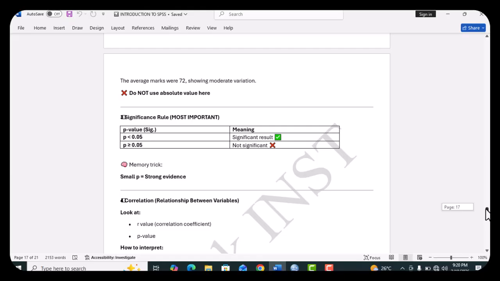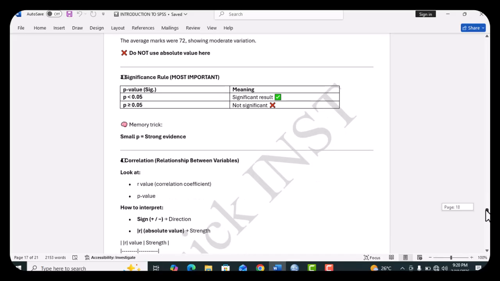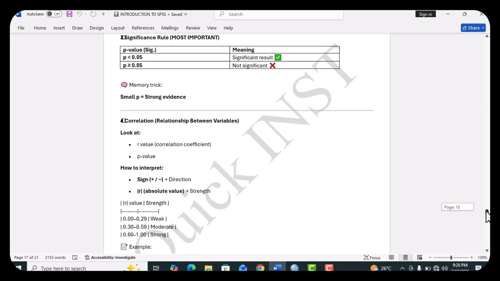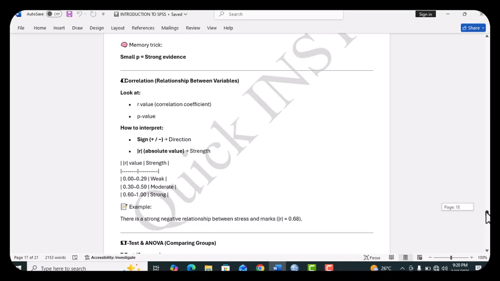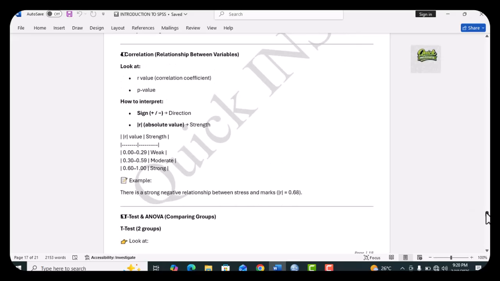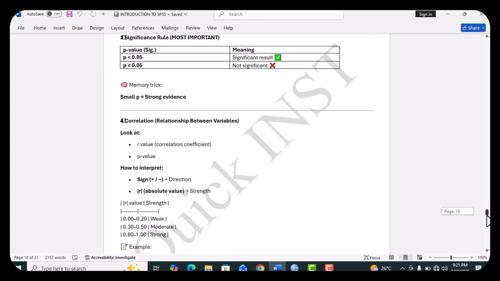Take note of that. For the correlation relationship between variables, you look at the correlation coefficient and check the absolute value. The absolute value is the strength, while the sign is the direction of the relationship between the variables. 0.0 to 0.29 is weak, 0.3 to 0.59 is moderate, and 0.6 to 1 is strong.